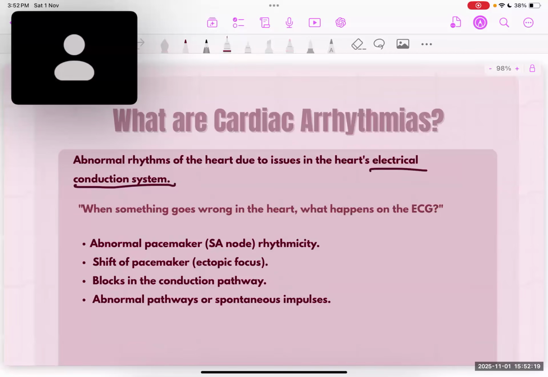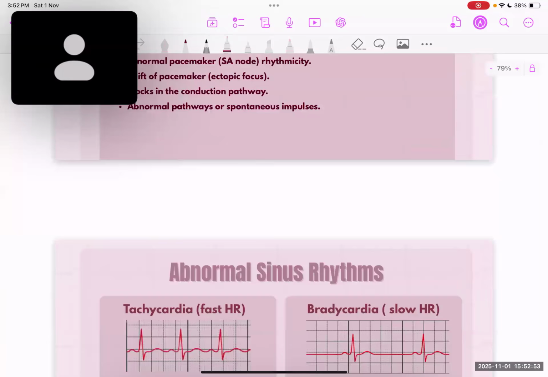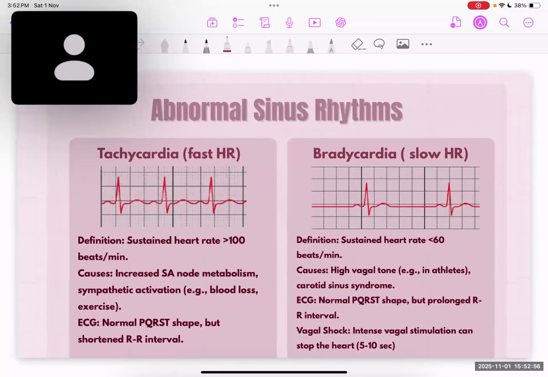Things that could cause cardiac arrhythmia: you could have an abnormal pacemaker rhythmicity, so it could fire too fast or too slow, so you could have tachycardia, bradycardia, and so on. The shift of the pacemaker, so the SA node is no longer your main pacemaker. Blocks in the conduction pathway: the whole pathway we mentioned in the beginning starts from the SA node, then the atria, then the AV node. Any blocks in the pathway would also cause a problem. Then abnormal pathways or spontaneous impulses, which are fibrillations. We're going to come to them. Okay, let's start with abnormal sinus rhythms.